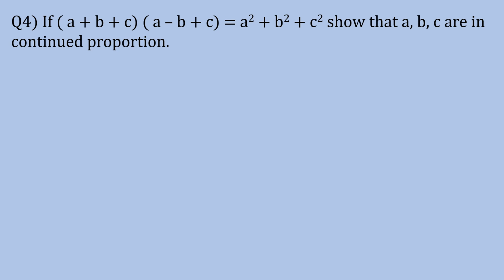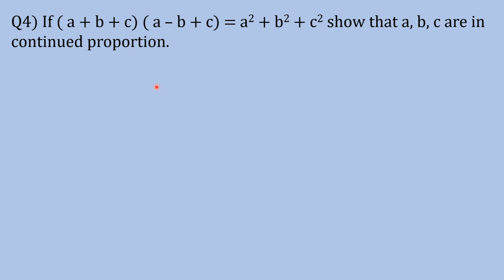So what is given in question number 4, students? If (A plus B plus C), close the bracket, into another bracket, (A minus B plus C), close bracket, equal to A square plus B square plus C square, show that A, B, C are in continued proportion. Means we have to prove that B square is equal to AC, then only we can say they are in continued proportion. So let's solve, let's prove.